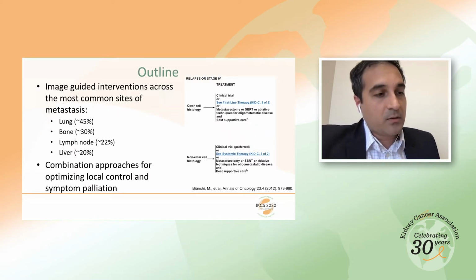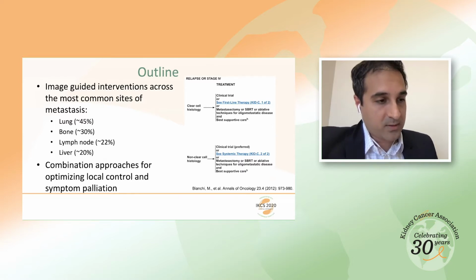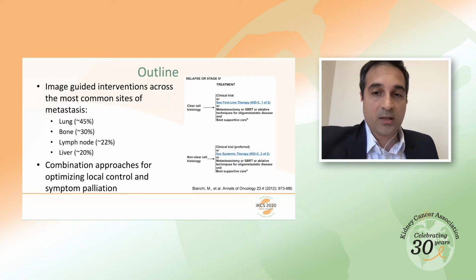So image-guided local interventions for patients with oligometastatic renal cell are well within the standard of care, and you can see here from this capture of the latest NCCN guidelines that they're indicated along with surgery as well as radiation. In this talk, we'll go one by one through the most common sites of metastasis for renal cell carcinoma, and then discuss what the image-guided treatment options are for each one of these. One thing you'll notice is a recurring theme for many of these sites, and that's the use of combination approaches to help maximize the ability to get local control as well as to palliate symptoms.